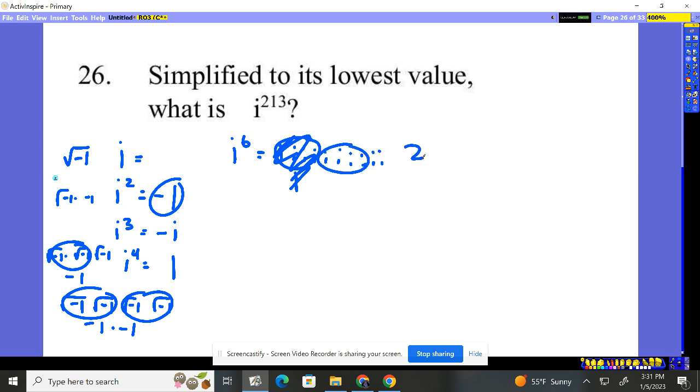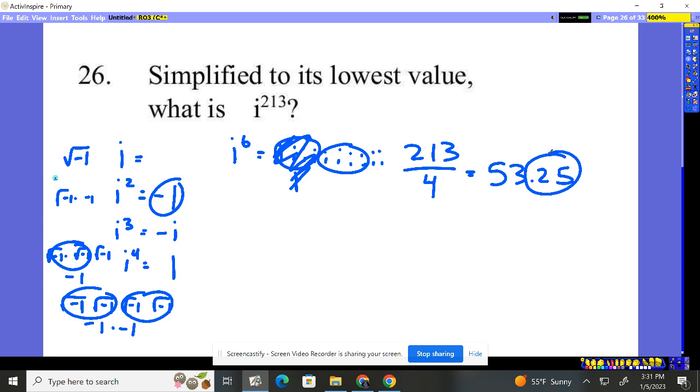So I know I'm dividing 213 by 4. Well, if I do that, let's figure out how many sets of 4 there are in 213. Well, I go ahead and do 213 divided by 4. It is going to give you 53.25 is what a calculator would say. This tells me there was 1/4 left over. There was 1 left over.